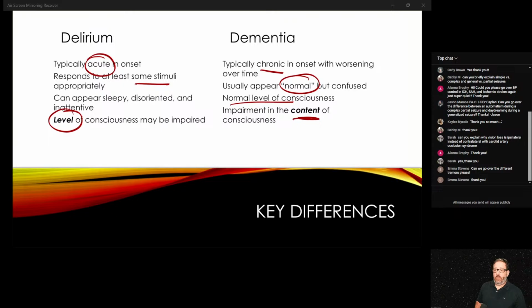Okay, don't forget about delirium versus dementia and the differences between all those. Delirium is the level of consciousness. Dementia is the content, where they're still alert and everything, normal level of consciousness, they're just not making sense, or they're confused because of the advanced dementia.